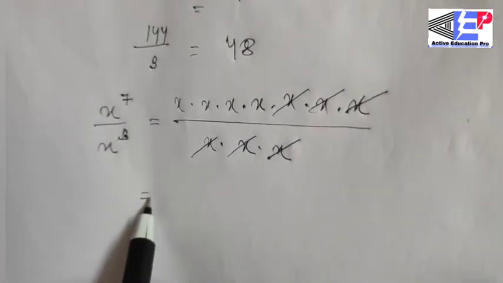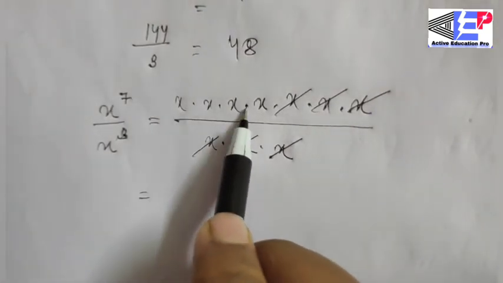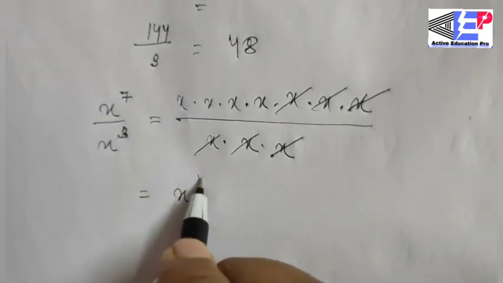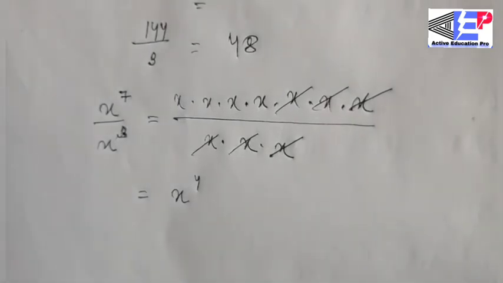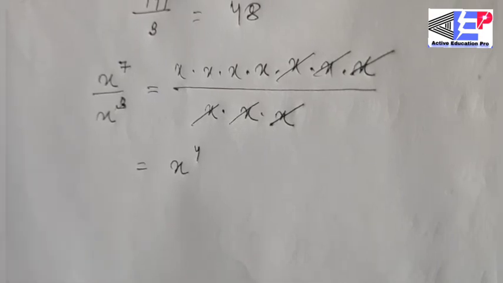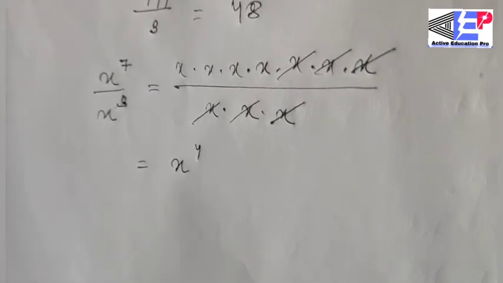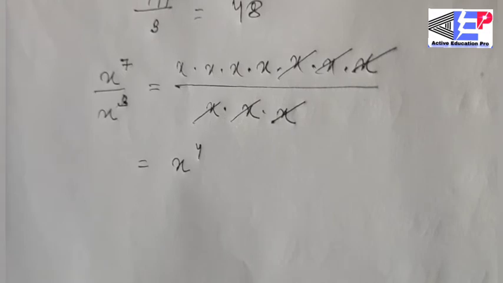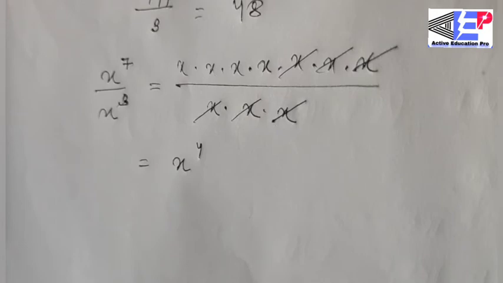How many x's are there? 1, 2, 3, 4. It means x to the power 4. As per my last video, I told you about the multiplication rule of polynomials. When the bases are the same, I mean the variables are the same, here the variable is x, at the time of multiplication, just add the powers. And for division, you subtract the powers for your division result.